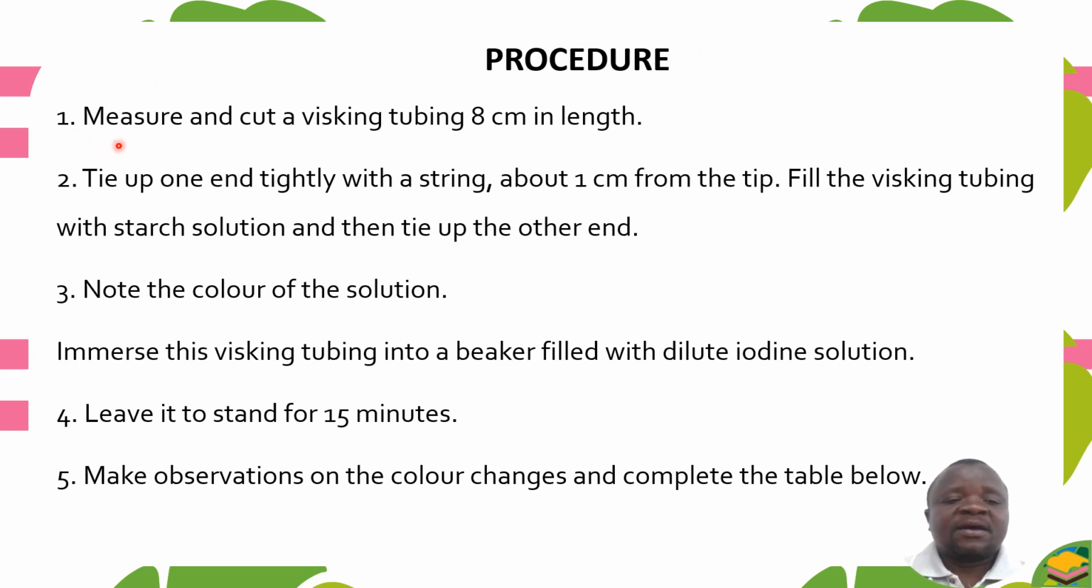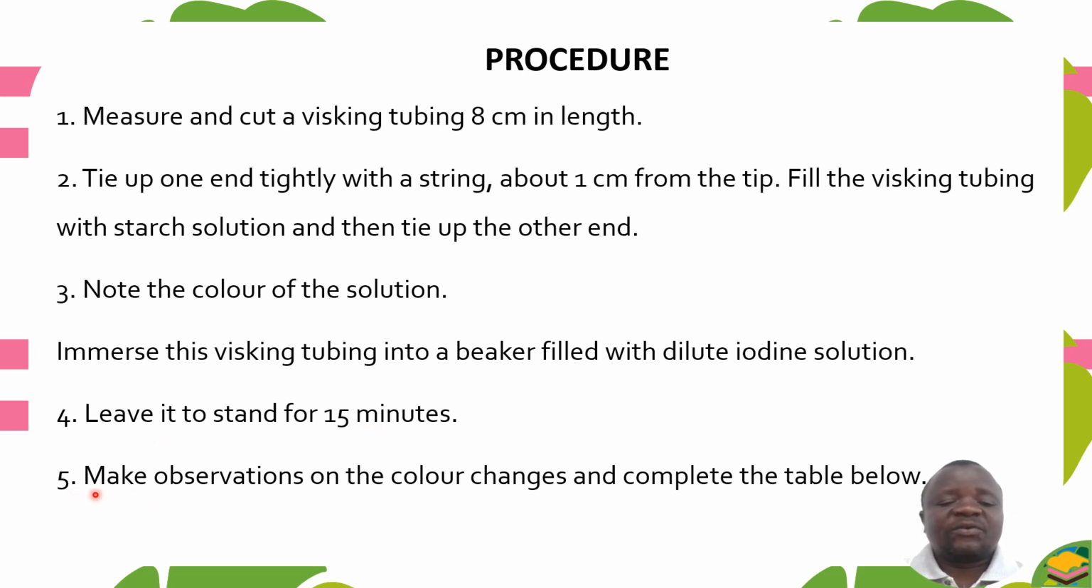One, measure and cut the Visking tubing 8 centimeters in length. Then you tie one end tightly with a string about 1 centimeter from the tip. Fill the Visking tubing with starch solution and then tie the other end. Then you have to note the color change of the solution. Then dip this Visking tubing into a beaker filled with dilute iodine solution. You leave it to stand for 15 minutes.